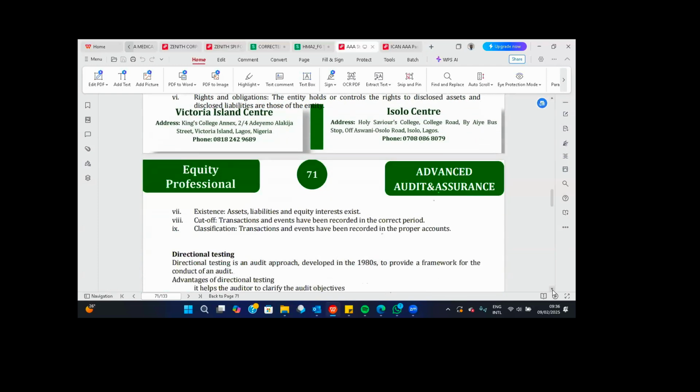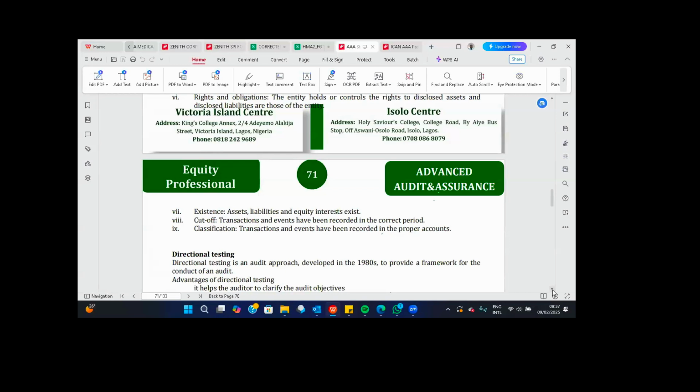We still continue, right? We have existence. Existence is talking about what? The one on assertion based on account balances. The auditor will test whether those assets, liabilities, and equity interests actually exist. So how do you test liabilities? You test liabilities by looking at the document. For instance, if you want to test whether a loan exists, you have to request for the loan agreement.